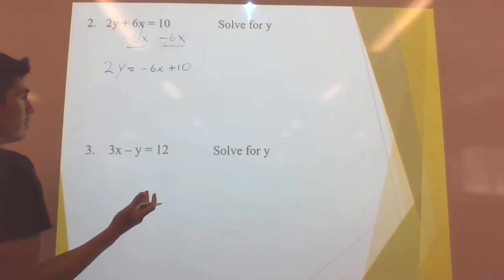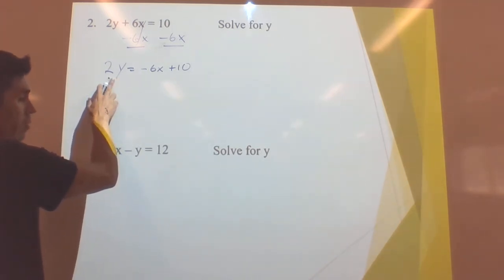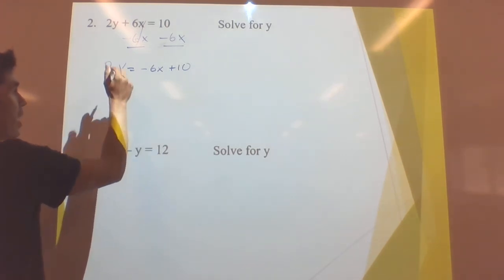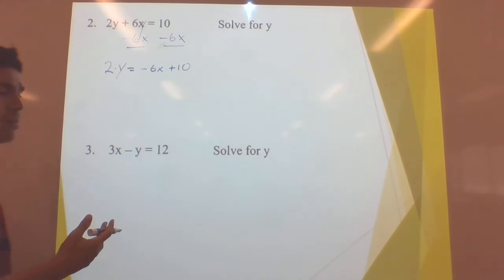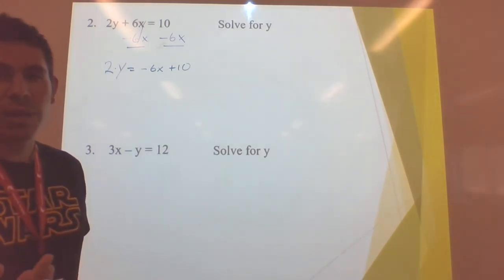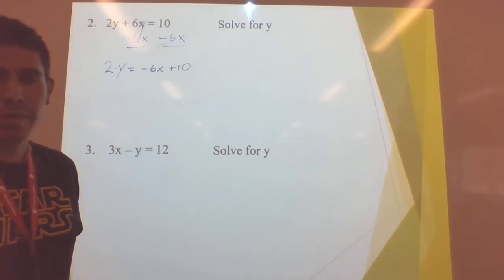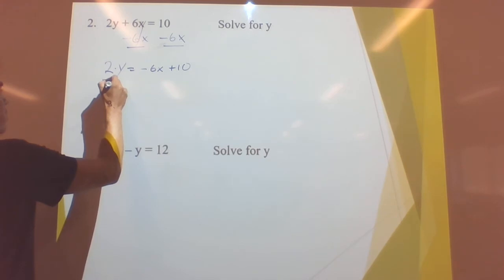What's next? You still have y over here. It's by itself on this side of the equal sign, but we have this 2 there. How do we get rid of that 2? You ask yourself, what operation is that? That's multiplication, right? We're multiplying by 2. So what's the inverse of multiplying by 2? It's dividing by 2. So you divide by 2.